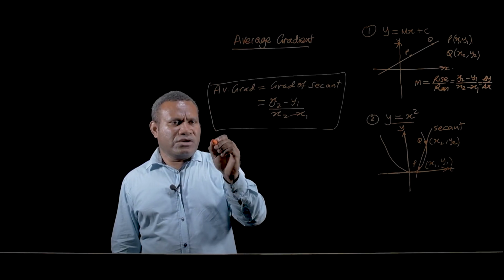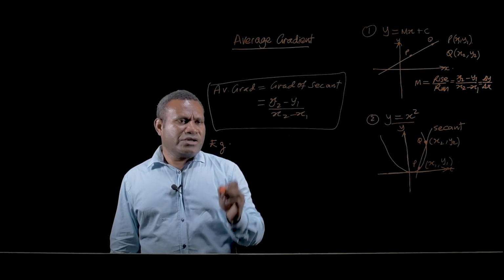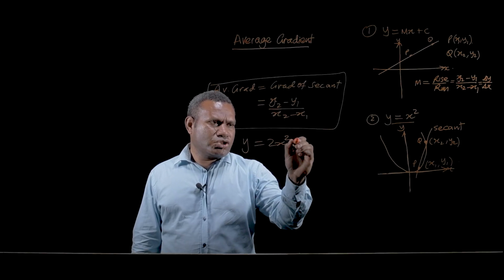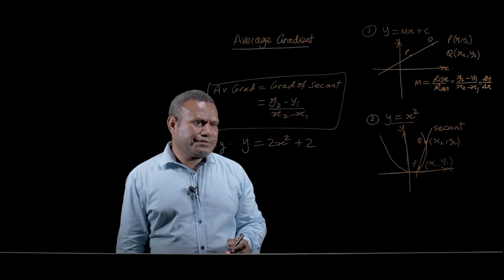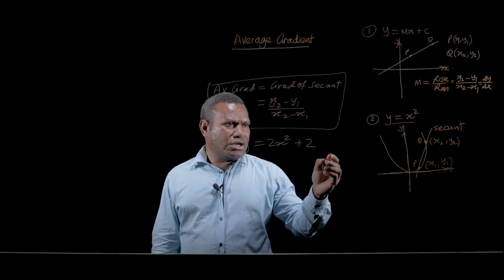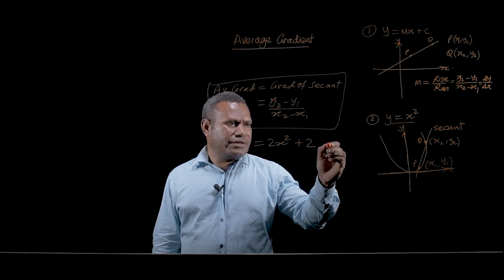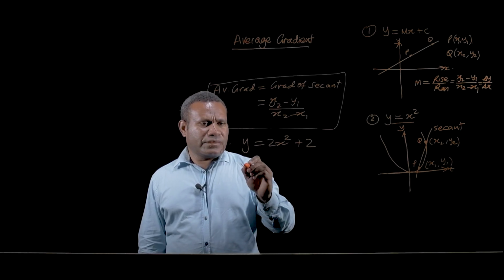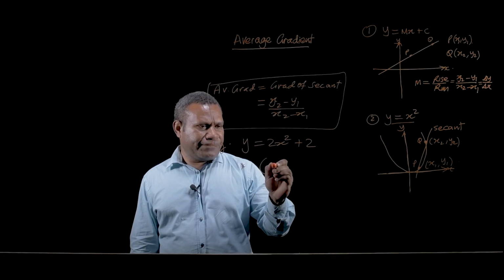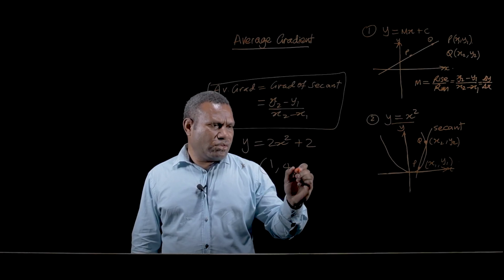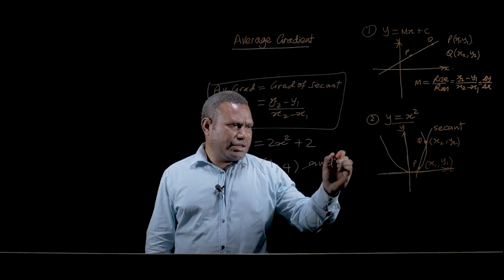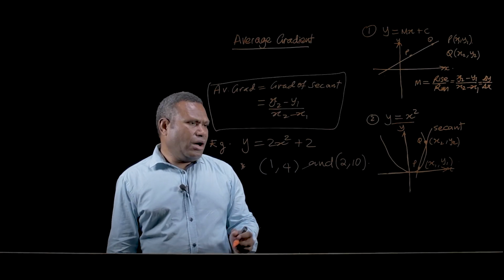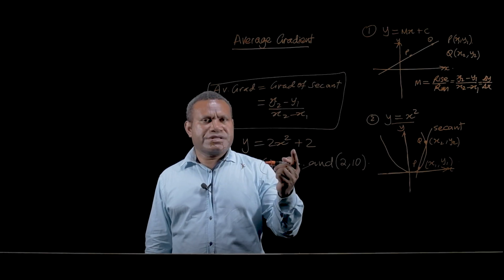Right, so let's take a look at one example. For example, if I'm given a curve y equals 2x squared plus 2, and we are asked to calculate the gradient between these 2 points. The 2 points, let's say (1, 4) and the other point will be, let's say, (2, 10).